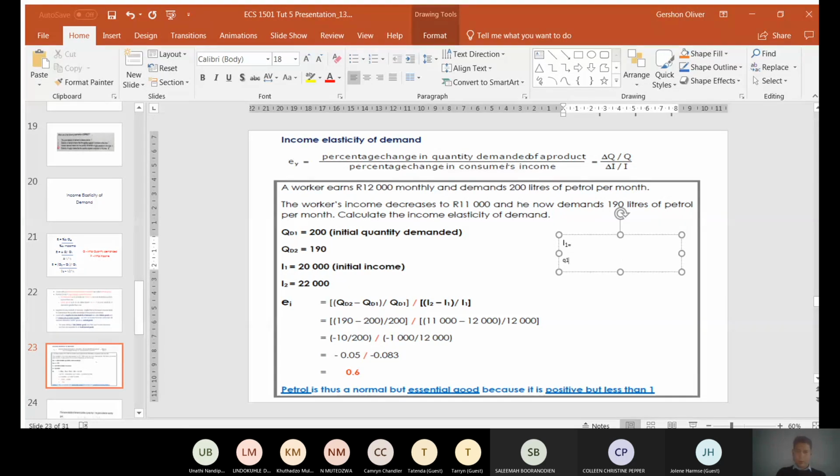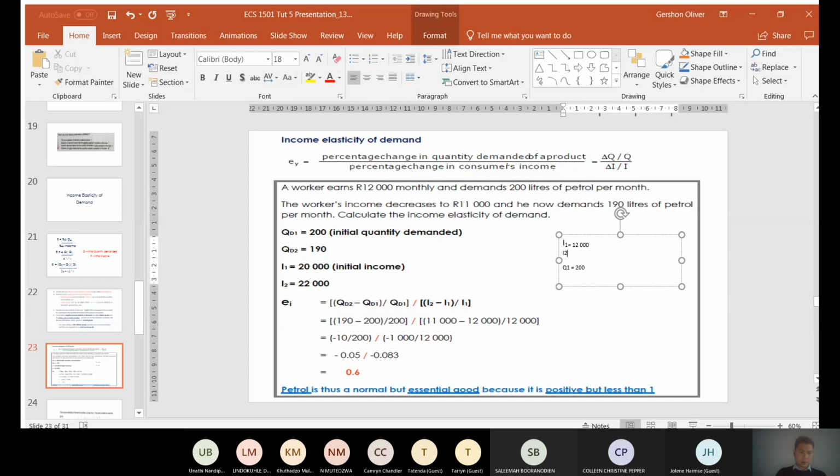My quantity demanded 1, Q1, is equal to 200 liters. So I1 is 12,000 and Q1 is 200 liters. I put that in already. The worker's income decreases to 11,000 and he now demands 190 liters of petrol per month. Calculate the income elasticity of demand.